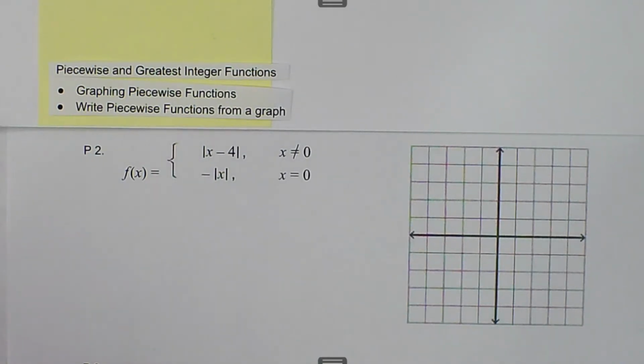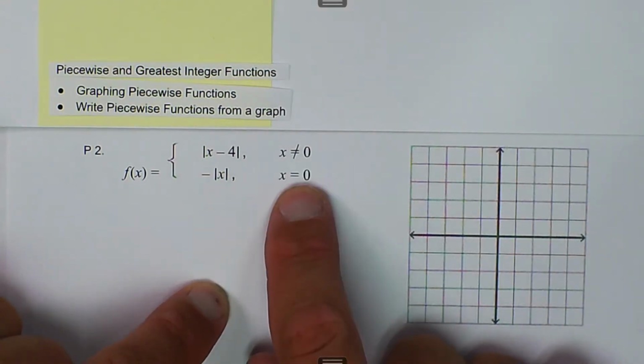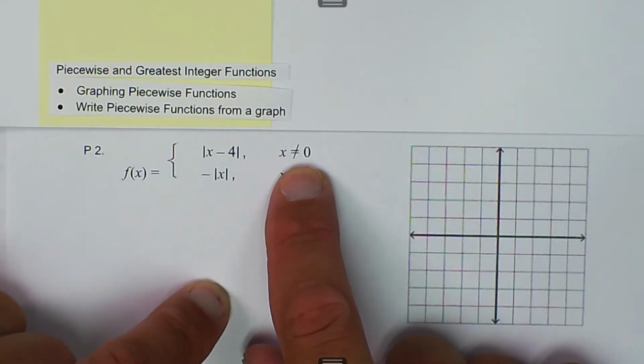We were talking about piecewise and greatest integer functions, and we want to be able to graph piecewise functions and write piecewise functions from a graph. So whenever I'm graphing, I always want to start with the restrictions on the domain. And in this case, we only have two restrictions. We have equals to 0, and we have wherever it's not equals to 0.